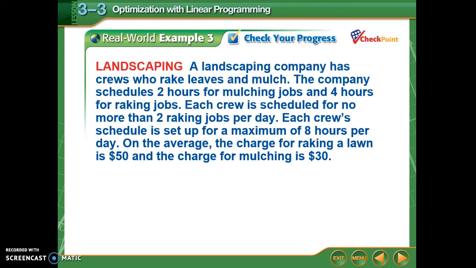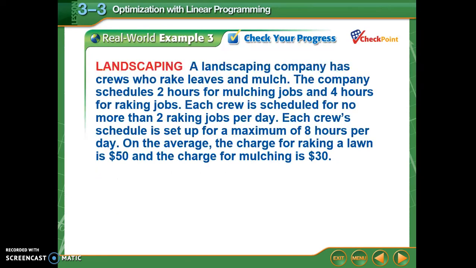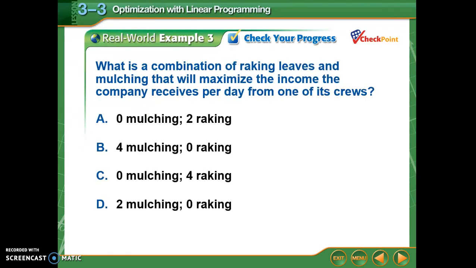Okay, this is your last one. I want you guys to try this one. So you'll probably want to pause here for a second and read it, do all of your setup, and then move on to answer the question. All right, hopefully you answered B. So 4 mulching and 0 raking would give you the maximum income.